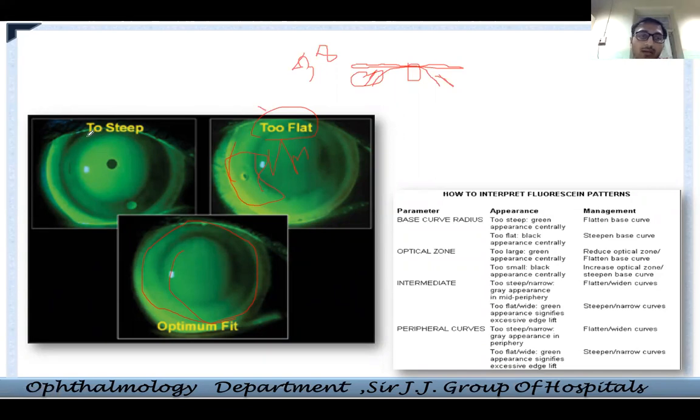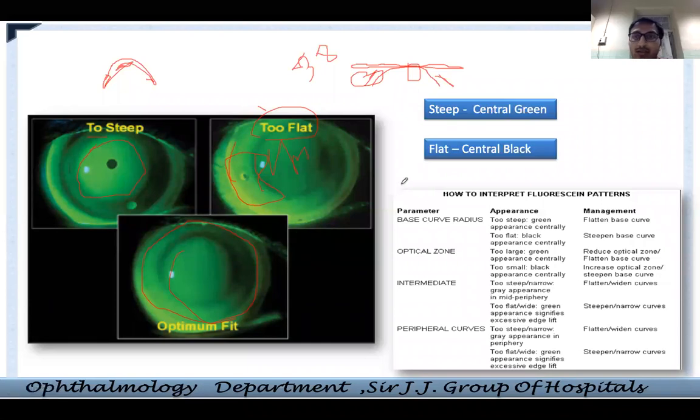And what will happen in the two step? Again, the lens will fit very snugly in the periphery of the cornea, while the center will be very much open. So your fluorescein will go somewhere in the center, and you will see a large green staining basically in the center. Just to simplify, steep will be a central green and flat will be a central black.